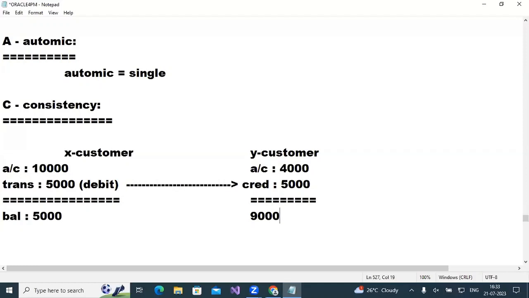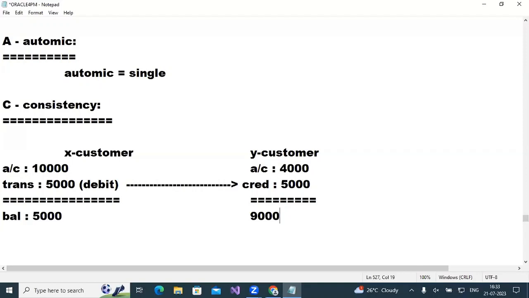After the transfer is successfully done, I transferred 5,000. 5,000 is credited to your Y person account. X person account is debited. After debit from 10,000 in X person account, how much is it showing? 5,000. In Y customer, 9,000. Is it clear? Any problem? No. So now there is no problem because it's correct information.